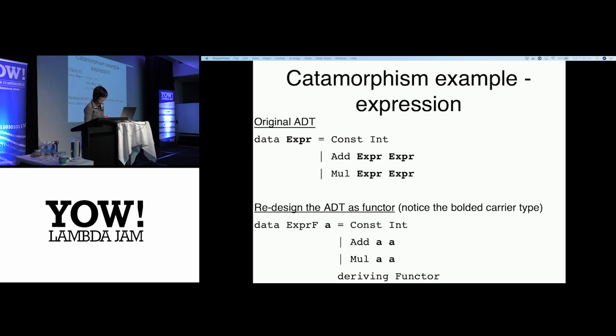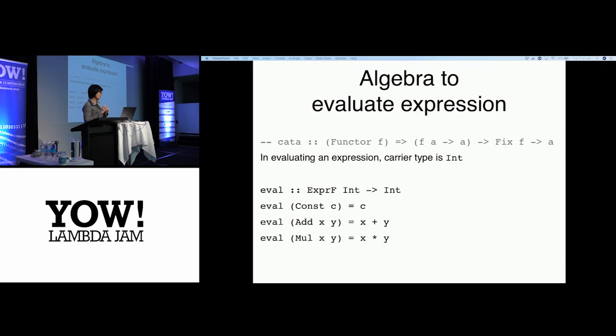And now, next step, we need to define the algebra for this application. Okay, then what is the requirement? For example, in our requirement, we want to evaluate the expression. That means we build up an integer value for this evaluation. Therefore, the carrier type is Int. Therefore, in defining this algebra, FA to A, the A will be Int. We already defined the functor before. Therefore, the functor will be ExpressionF. And now just do the implementation, and yeah, pretty straightforward.